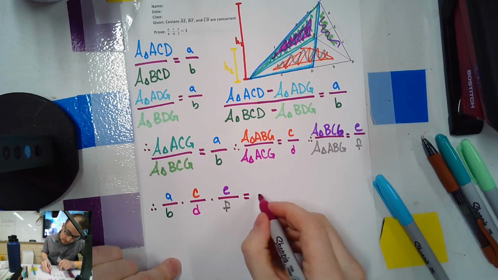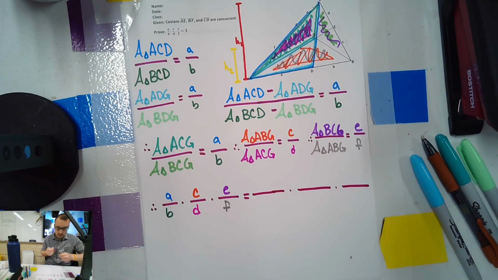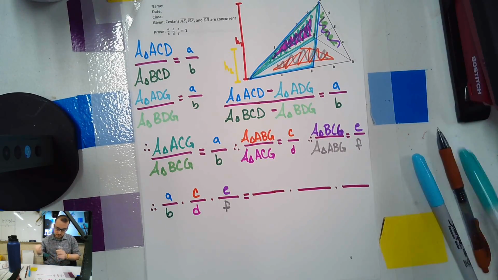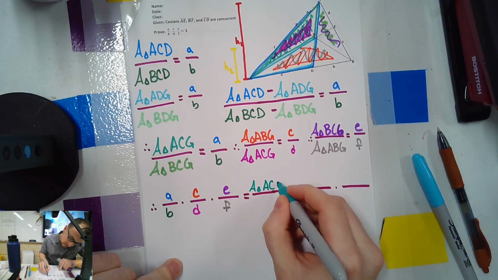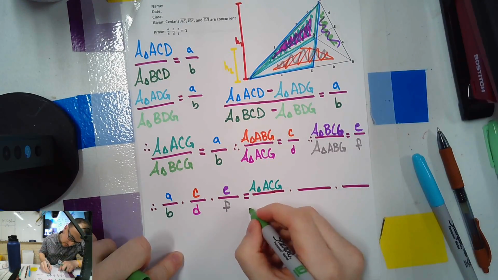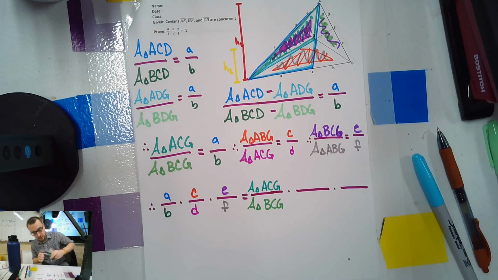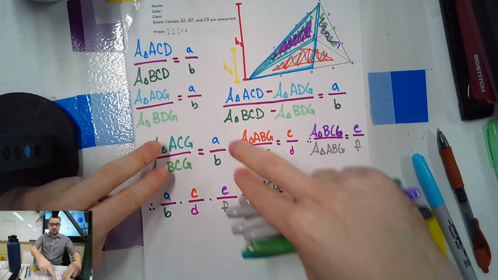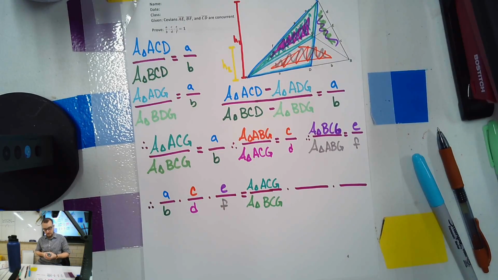And we know what A over B is. It's this. It's the area of ACG, and B is the area of BCG. We get ACG in the top, BCG in the bottom. Does everybody see where I got that from? A over B equals this, right? And I'm going to do that for the rest of the triangles. I know what C and D are.